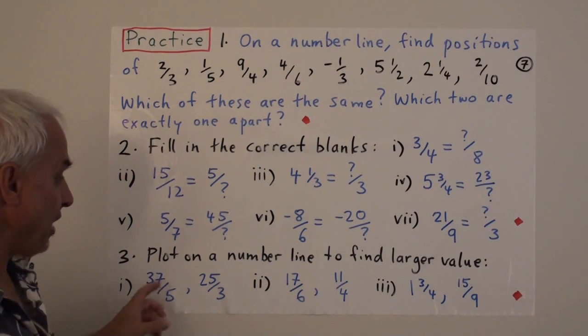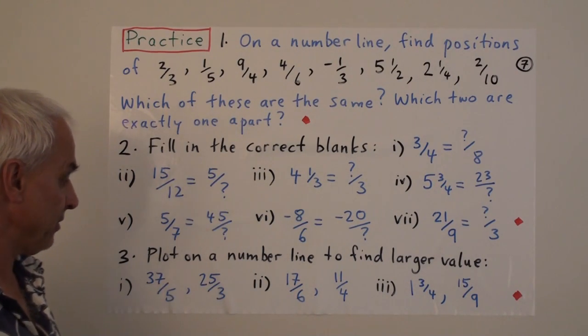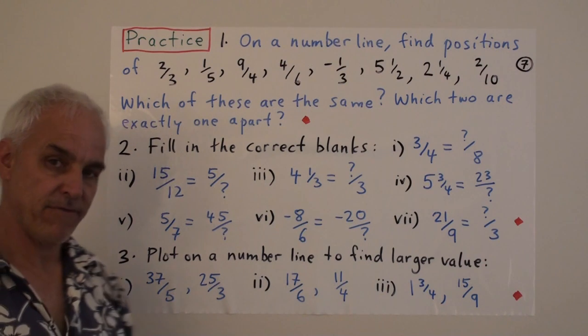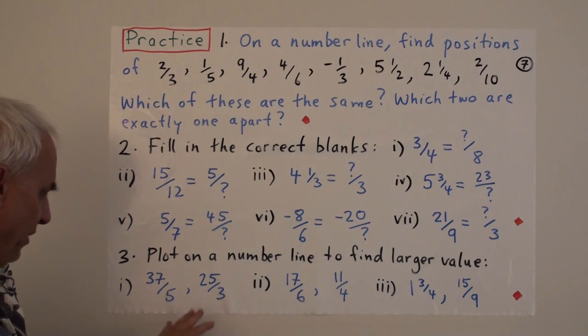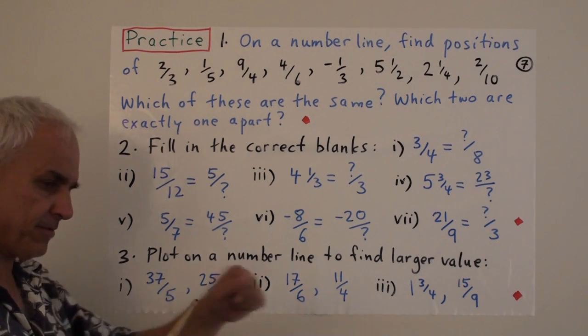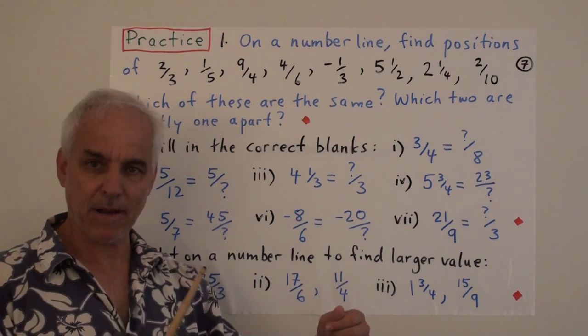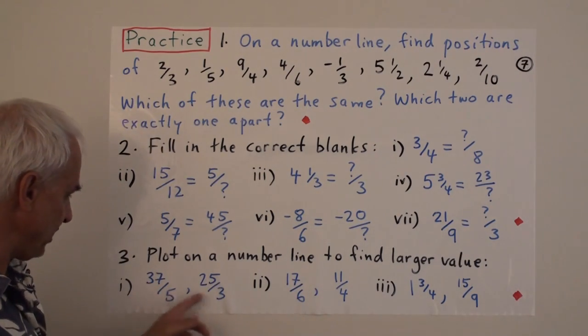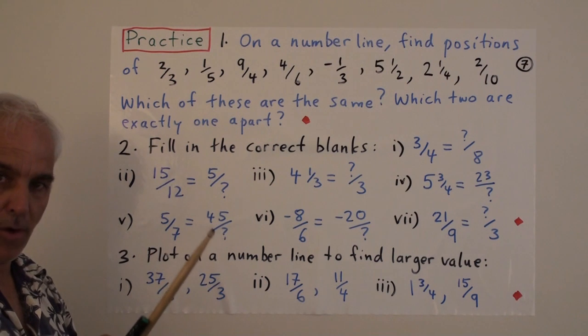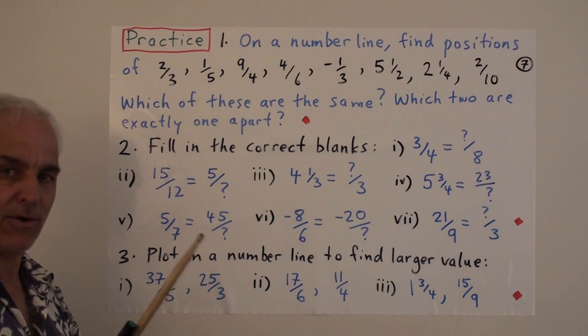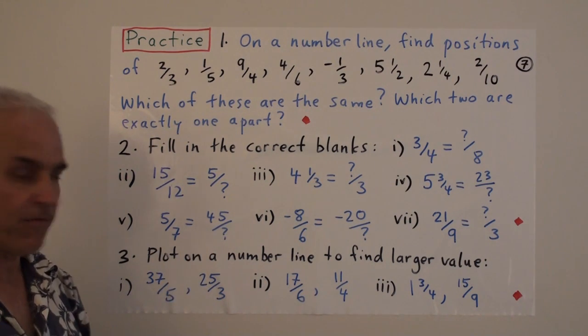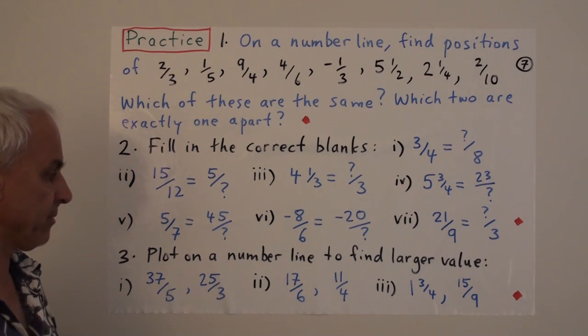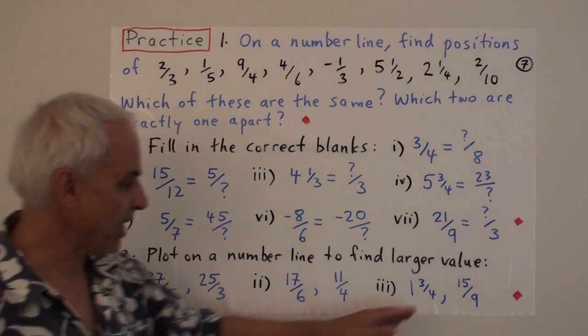And the last one, plot on a number line to find the larger value. So here are 2 fractions, a little bit bigger. And I want you to figure out where they are on the number line and try to figure out, well, which one of these is bigger? Maybe they're pretty close. Can you do a reasonably accurate diagram to convince yourself that this one's bigger or this one's bigger? And the same for those, and the same for those.